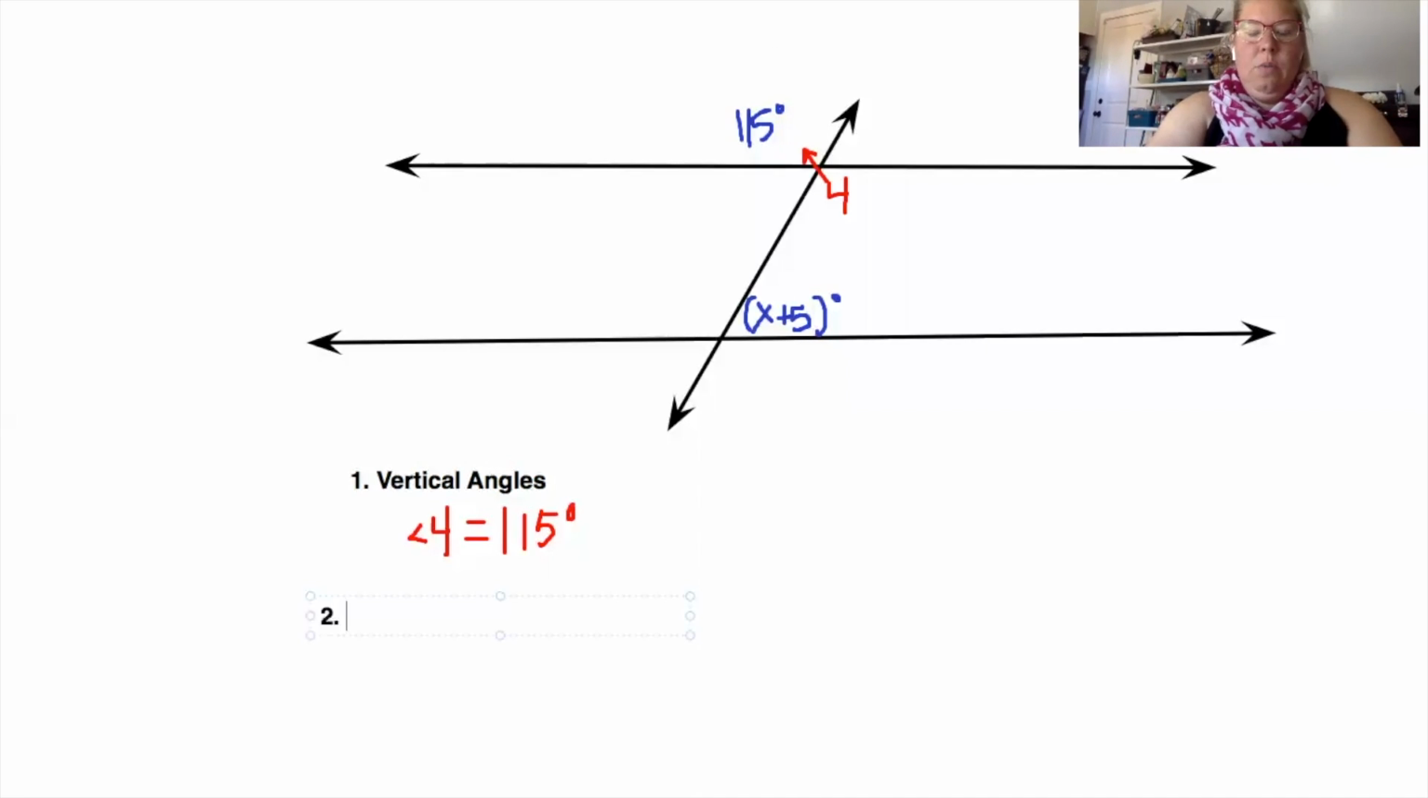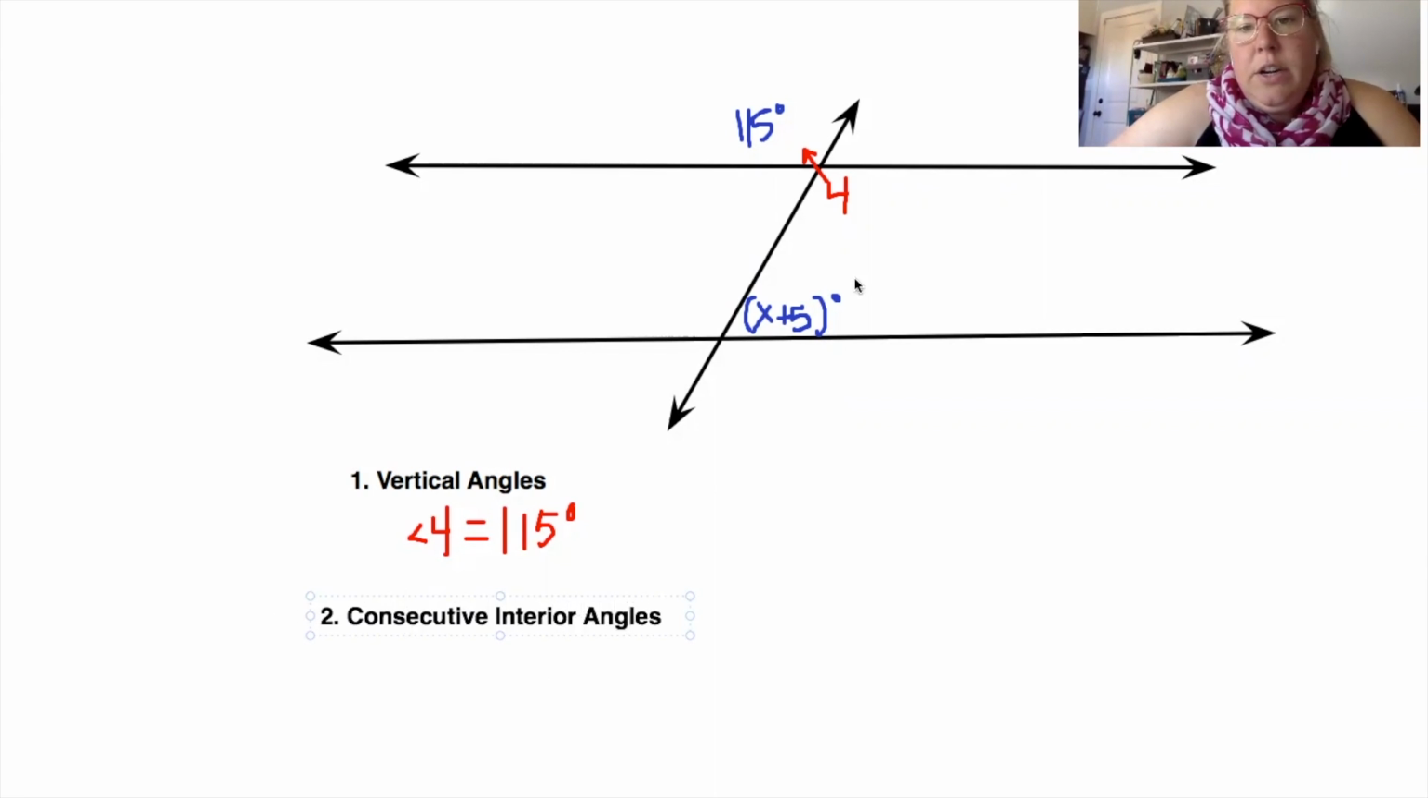Now that I see what my angle 4 is equal to, now I see consecutive interior angles. Consecutive interior angles add up to 180 degrees. These two guys added together equals 180. So that gives me some ability to make an equation here.